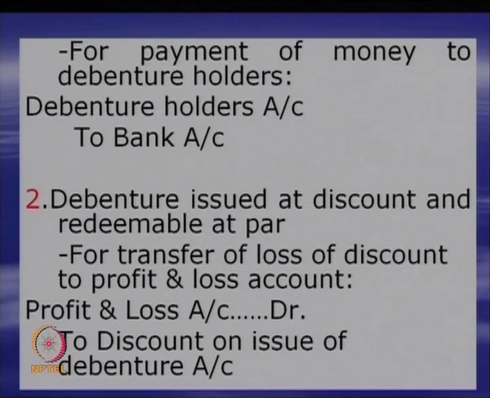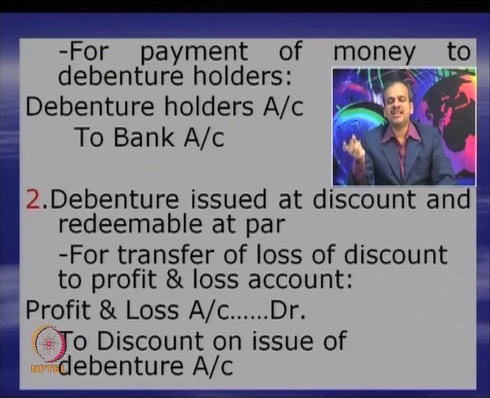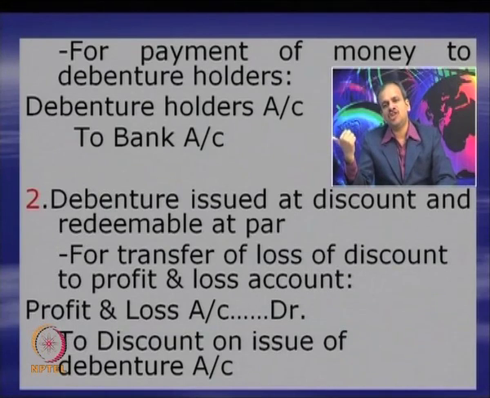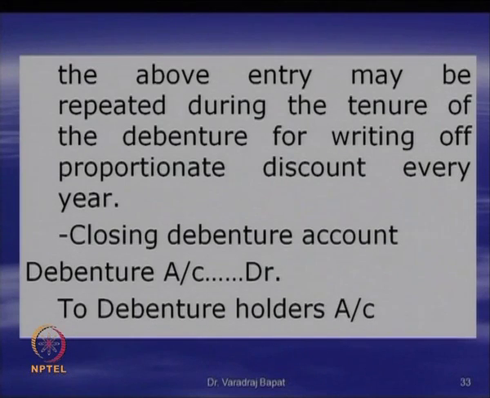Second case is a case where debenture is issued at discount, but it is redeemed at par. So, now you can imagine a case where at issue itself there is a loss. That loss needs to be transferred to P&L account. So, we have P&L account debit to discount on issue of debenture account to record that loss because of discount. When the account is closed, we have debenture account to debenture holders account.